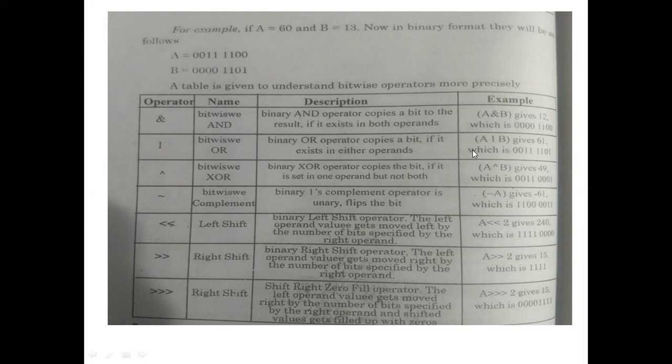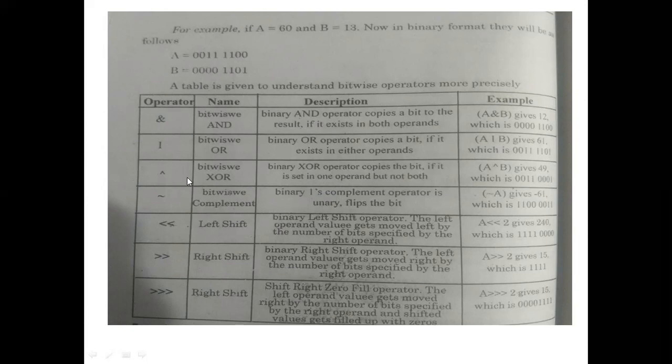Next is A OR B gives 61. How? This is the value. So how does bitwise OR work? If either of the values is 1, the value will be 1. 0 1 1 0 0 0 1 1 1 1 1 1, then 1 1. So this is the total value. If we convert this number to the decimal value, then it will give you 61.